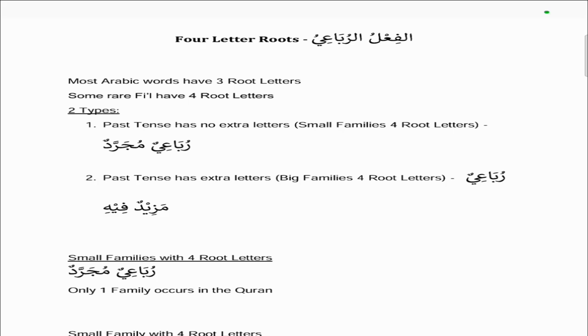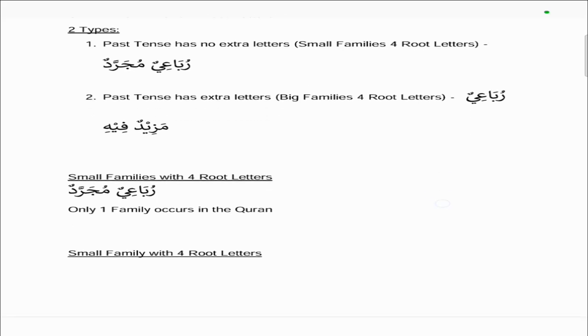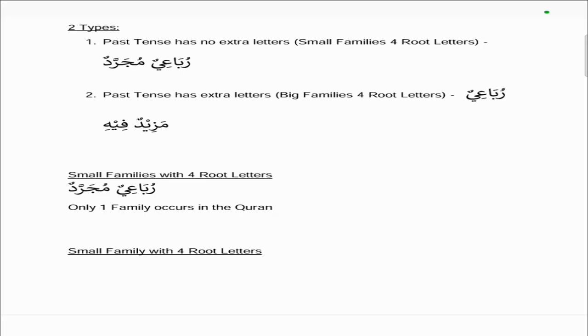So there are 2 types. In the first, the past tense has no extra letters. These are the small families which have 4 root letters, called Ruba'iyun Mujarrad. In the second, the past tense has extra letters, and that's seen in the big families with 4 root letters, Ruba'iyun Mazidun Fih. If we start with the small families with 4 root letters, only one family occurs in the Holy Quran.